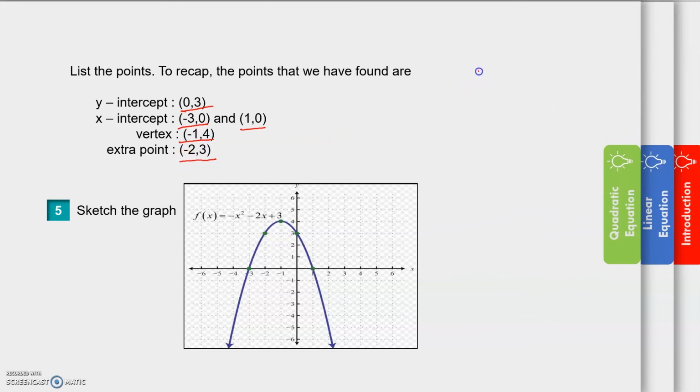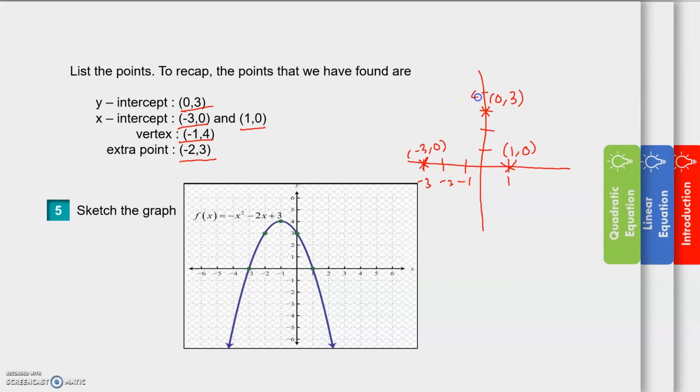In this case, how to plot? We have x and y axes here. So now our y-intercept, let's say we have here 1, 2, 3. So this is the point (0, 3). And then we have our x-intercepts: -1, -2, -3. Here is (-3, 0). And then we have here 1, which is (1, 0), the other x-intercept.